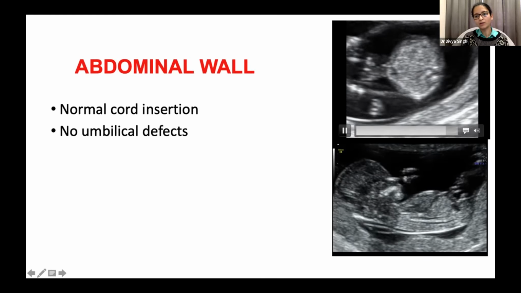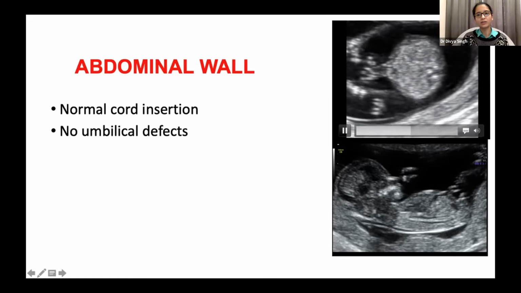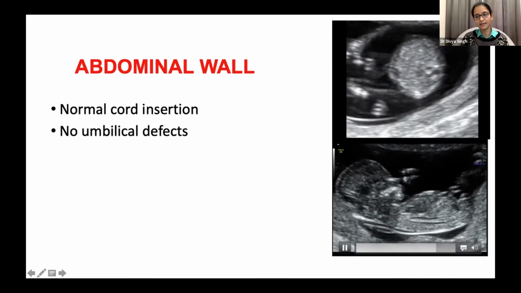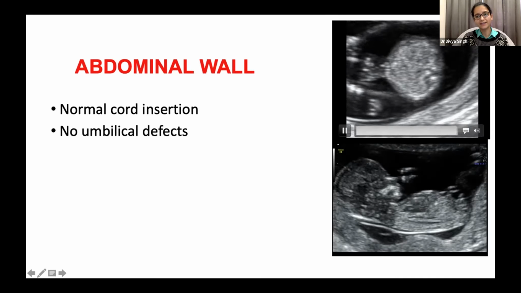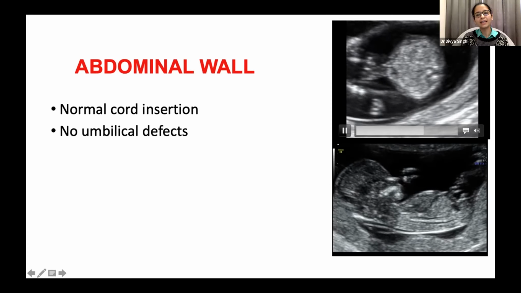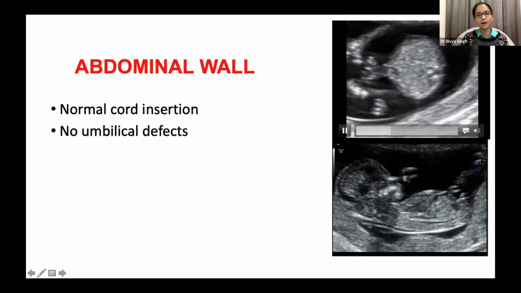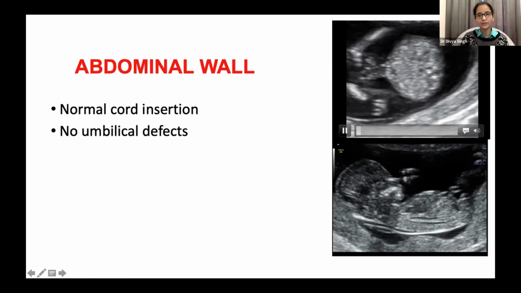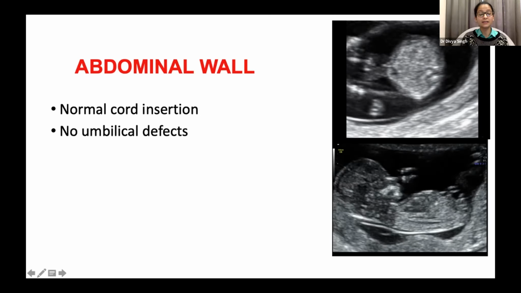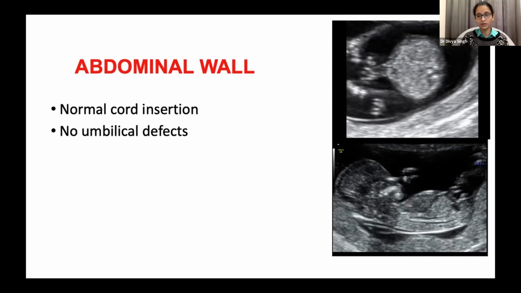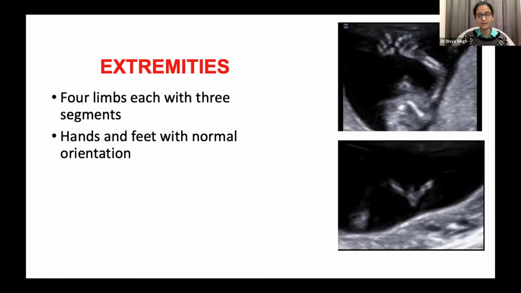Then the abdominal wall also needs to be looked at carefully. You can see the cord insertion site either in the sagittal or in the axial plane, and there should not be any intra-abdominal structure like a bowel or liver herniating through it. Remember, abdominal wall defects can be detected very reliably in the first trimester, so you should assess the cord insertion site.